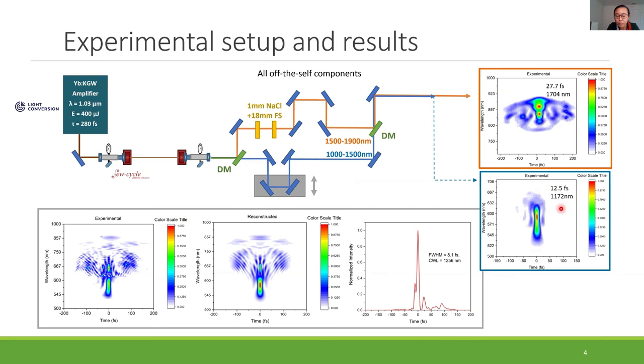The retrieval of the combined beam gives 8 femtosecond pulse duration. That is about 2 cycles at 1256 nanometer central wavelength. From this all-bulk setup, this preliminary result is promising for generating isolated attosecond pulses in the future. Thank you for your attention and welcome to my poster presentation.